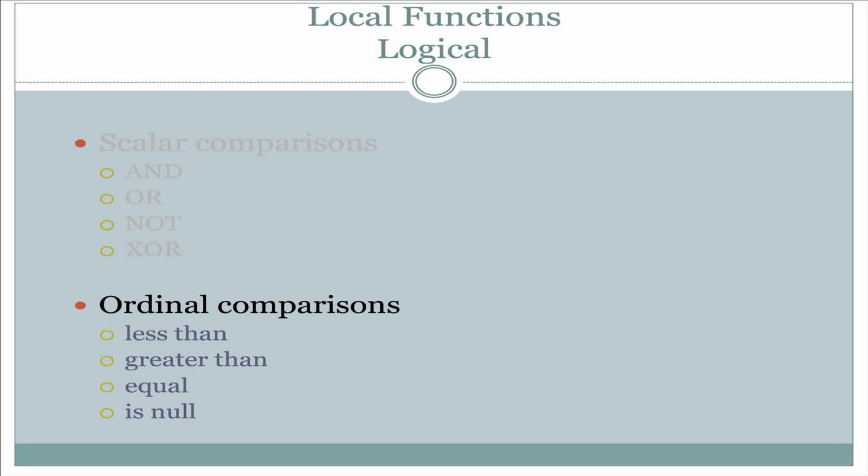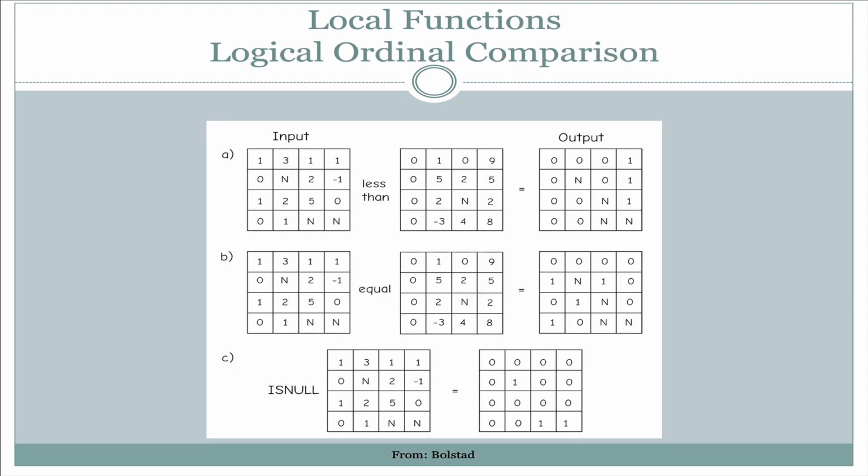Another type of local function that uses a logical operation is called an ordinal comparison. In this type of comparison, we're not so concerned with the actual value, but only with whether that value is less than another value, greater than another value, equal to another value, or whether there is a null value there. So let's take a look at this.